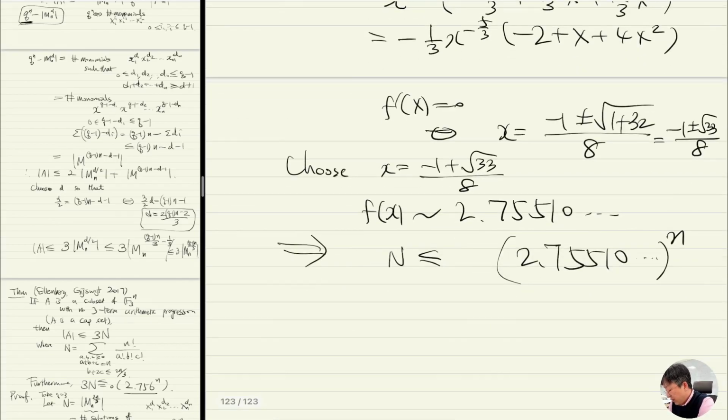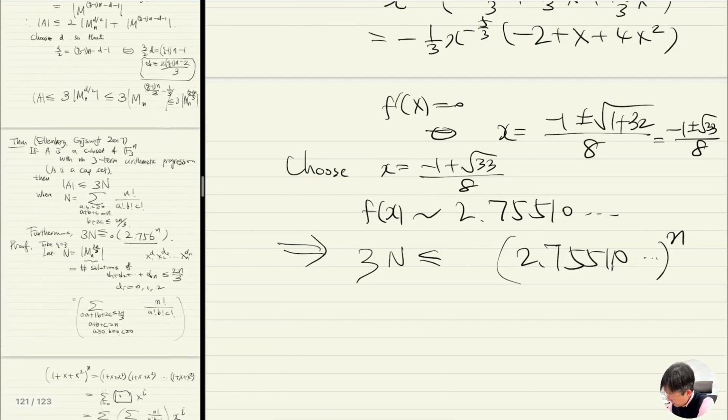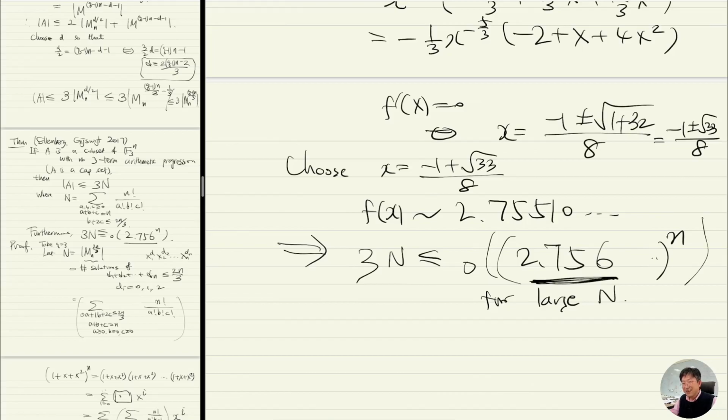And well, if I do this, so let's put 3, and instead of 755, what was 756? Now this number 2.756 is strictly bigger than 2.75510, blah blah blah. So for large n, this inequality is definitely true. Okay, so that's it. That's the proof. And of course, you can put the little o on that. All right.